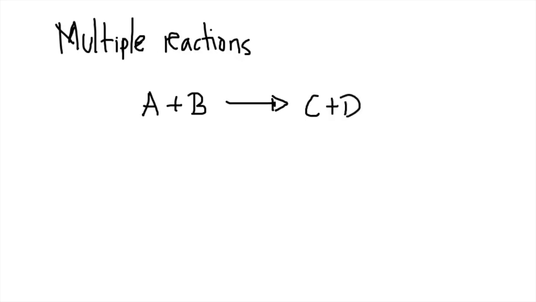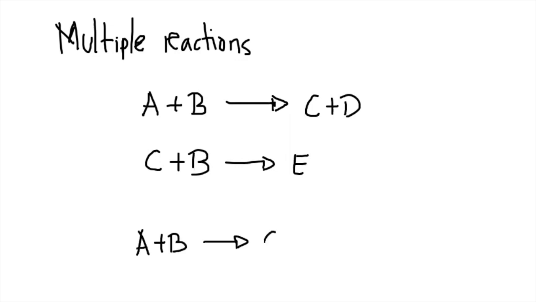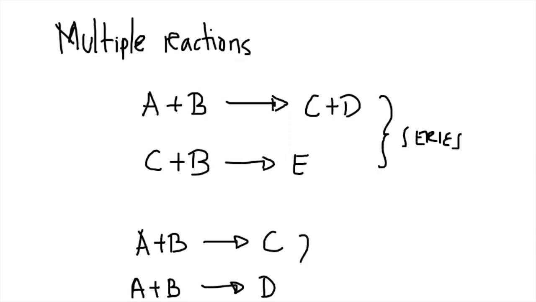But then probably component C is going to be reacting with another component B, and it's going to be producing component E. So these are reactions that occur in series. But we also can say that component A plus component B could yield C, but they could also yield another product, which is, I don't know, D, right? So these two are in series, but these two are in parallel.